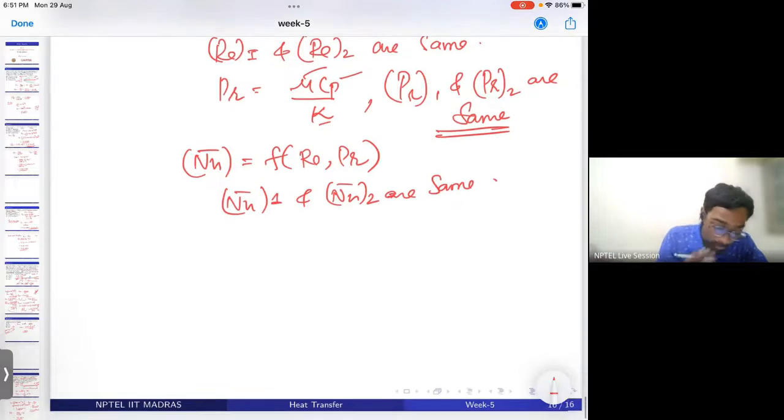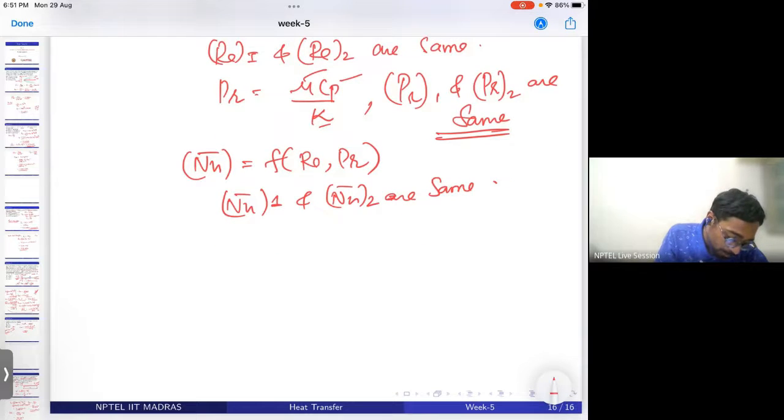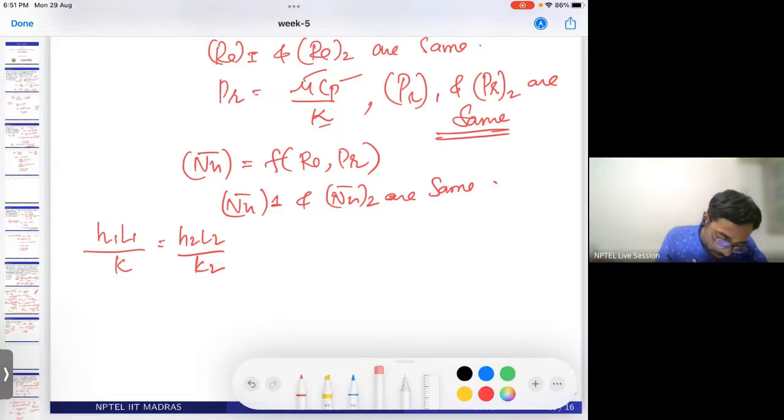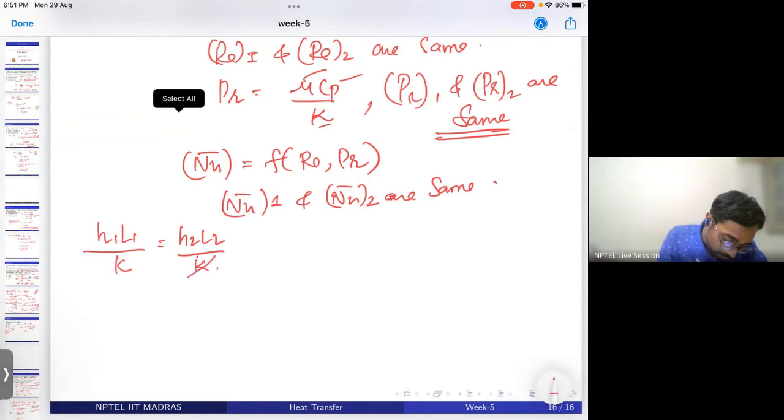So we can write H1 L1 divided by K. K is a property of the fluid, so it is the same. H2 L2 by K. There is no need of K2, it's K. So this is one expression, that is H1 L1 is equal to H2 L2.